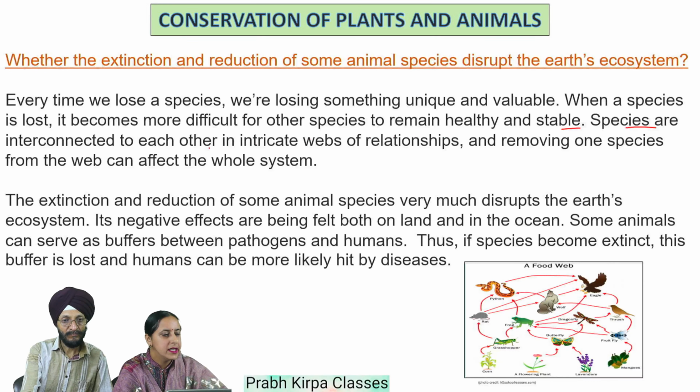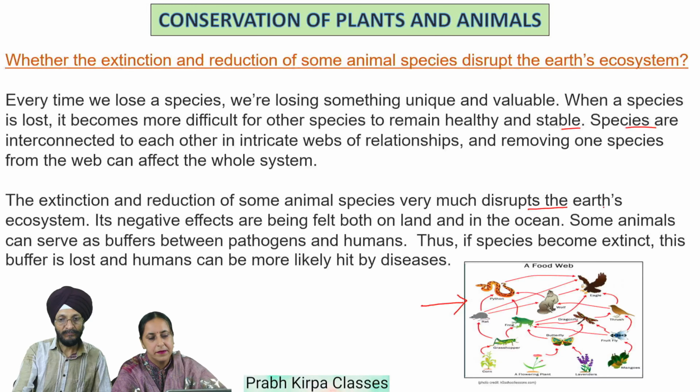Species are interconnected to each other in intricate webs of relationships, and removing one species from the web can affect the whole system. The extinction and reduction of some animal species very much disrupt the Earth's ecosystem. Its negative effects are being felt both on land and in the ocean.